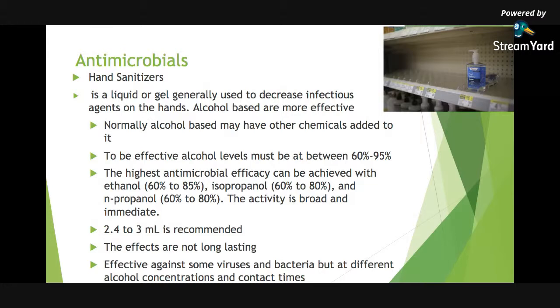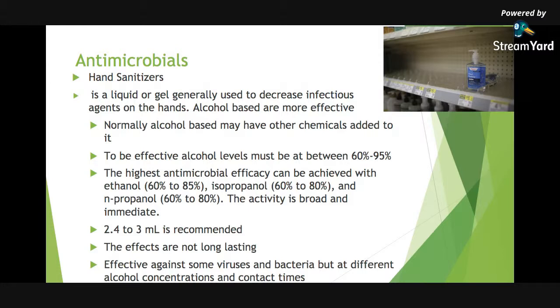The highest antimicrobial efficacy can be achieved with ethanol between 60 to 85%, isopropanol 60 to 80%, and propanol 60 to 80%. The activity is broad and immediate, but it's not long lasting. If you're going to use a hand sanitizer, between 2.4 to 3 mLs is recommended on your hands. Most of the time, people are not going to have that much on their hands. That little dot that you put in is usually not enough.